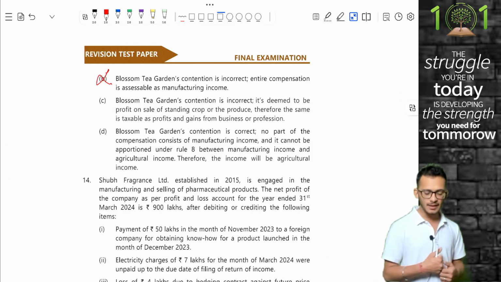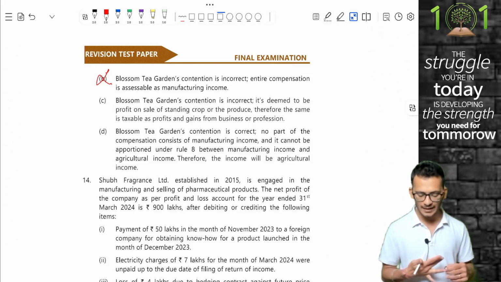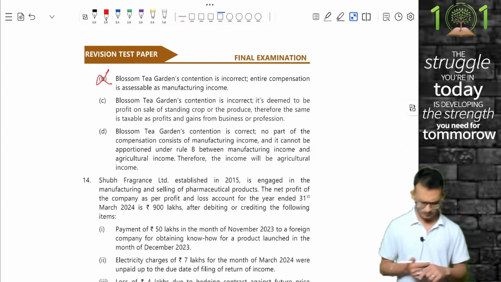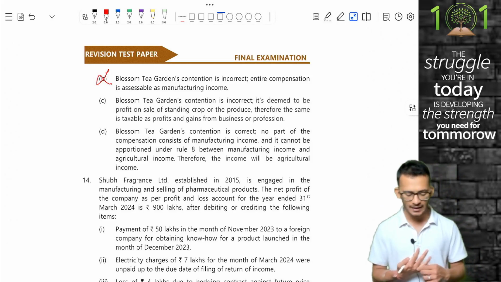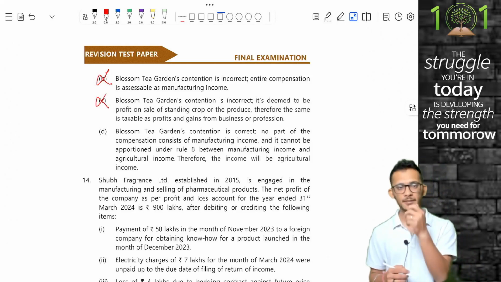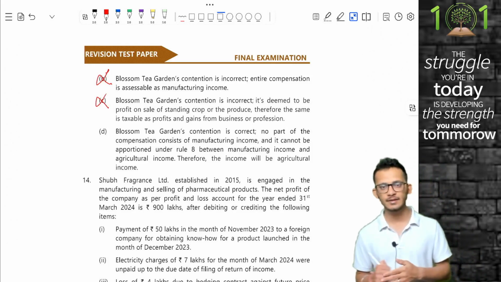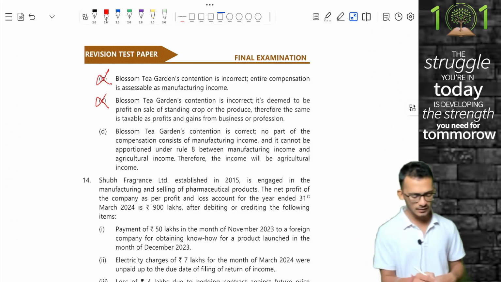Option C says Blossom Tea Garden's contention is incorrect. It is deemed to be profit on sale of standing crop or the produce, and therefore the same is taxable as PGBP. Hey, if it was a profit from a sale of standing crop or produce, that is as good as agriculture income only. At the end of the day, the product, tea, was an agriculture product. So you cannot tax it as PGBP, which means the answer should be D.